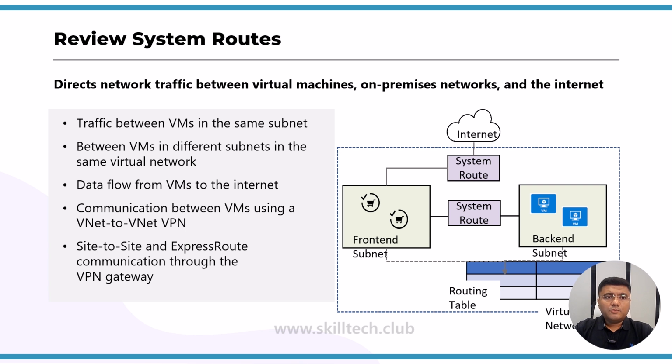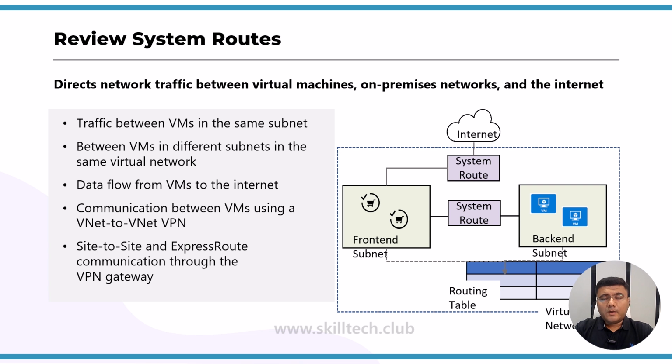Now, when you do this, these network routes are going to help you transfer the traffic between virtual machines within the same subnet, or within different subnets in the same virtual network. Sometimes it's going to help you control the data flow from virtual machines to the internet also, as well as help you communicate between virtual machines using a VNet-to-VNet VPN.